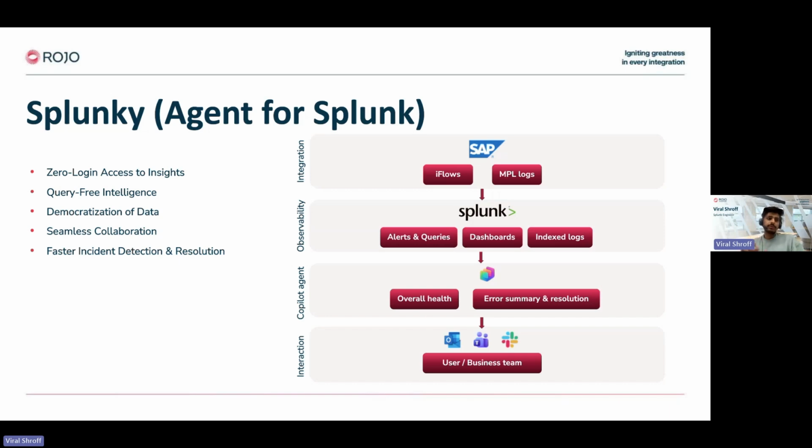And on top of this, we build the agent, which is called Splunky. It helps you analyze the overall health of your integration tool, and of course the important part that is related to failures and errors, so summarization of those errors, resolution. So there is where the Copilot agent comes into the picture. And then after that, you have your interaction or communication layer where you can connect this agent to your daily collaborative tools like Teams, Outlook, even WhatsApp. And if you have your website, we can of course integrate this agent with your custom website as well.